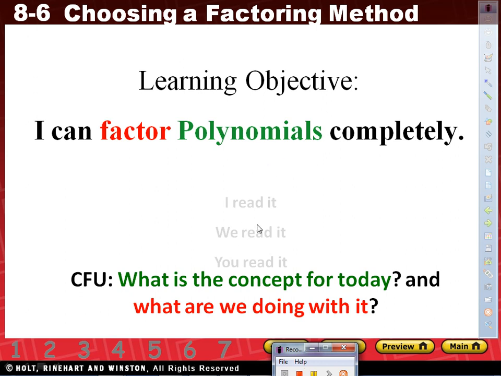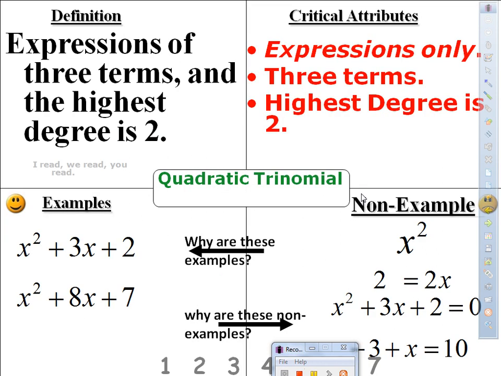That means we're going to use all the strategies that we learned for this chapter, including the ones that we just learned yesterday in regards to difference of squares and perfect square trinomials. Remember that? So now check this out. We know what quadratic trinomials are. We know our steps. However, look at the steps. There's something a little bit different about these steps compared to the steps that I gave you before.